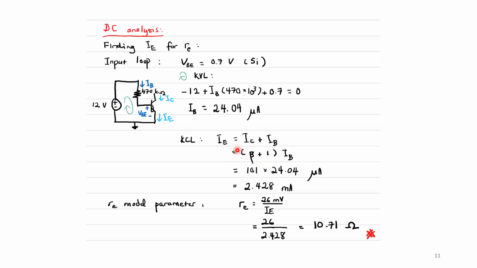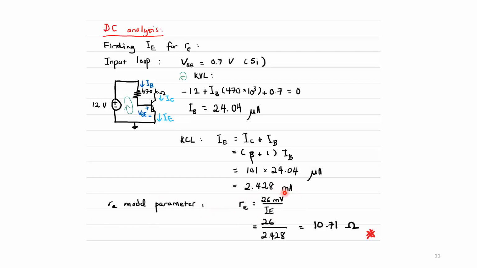Okay, and I get IE here because I already know that beta is 100 and I know that IB is 24.04 microamps. I find that IE is 2.428 milliamps. And if I want to pass this to the AC analysis, it will go into finding the RE model parameter, where RE is 26 millivolts over IE.